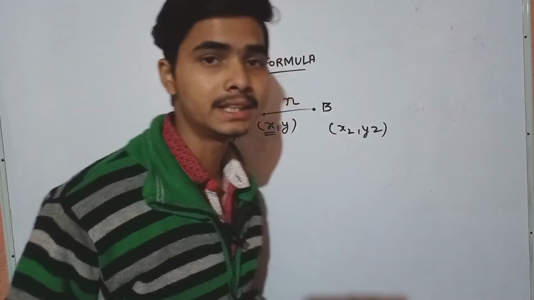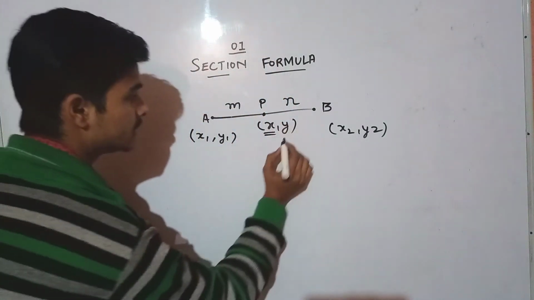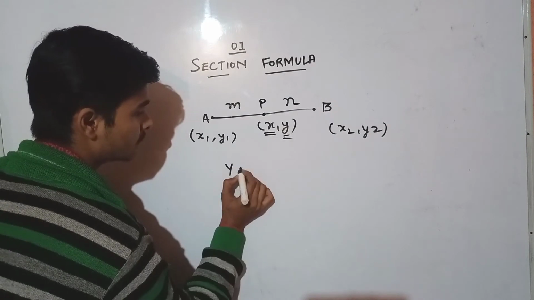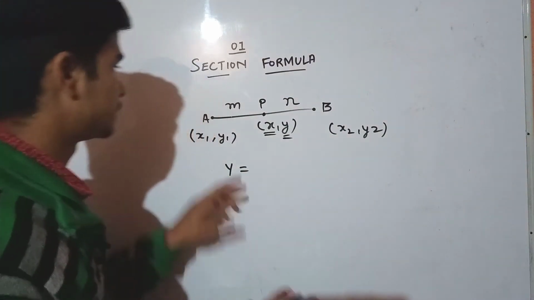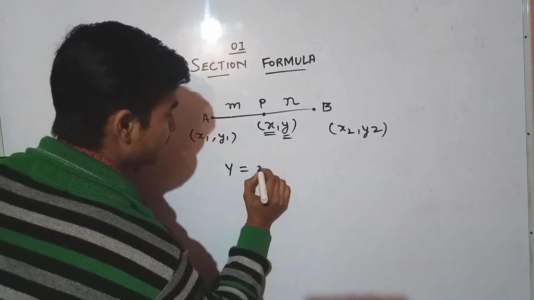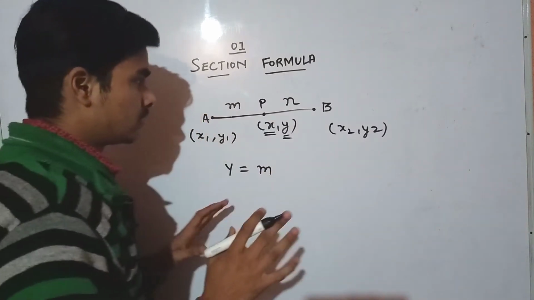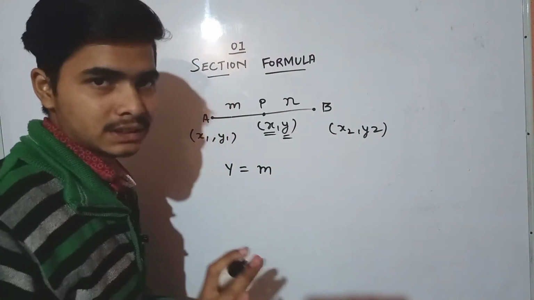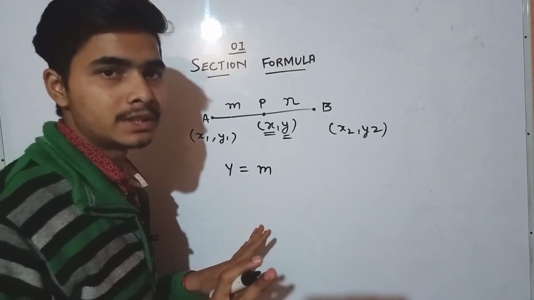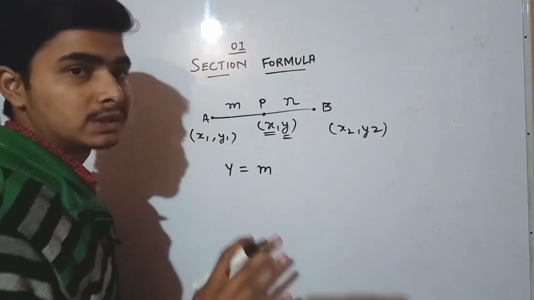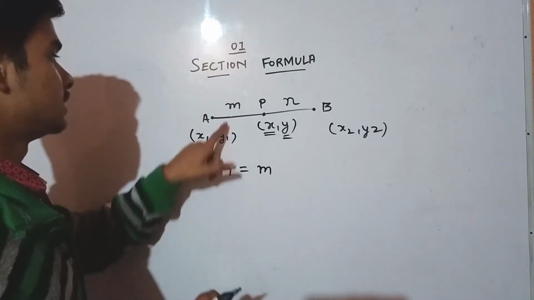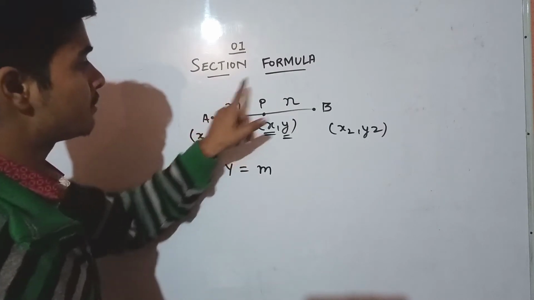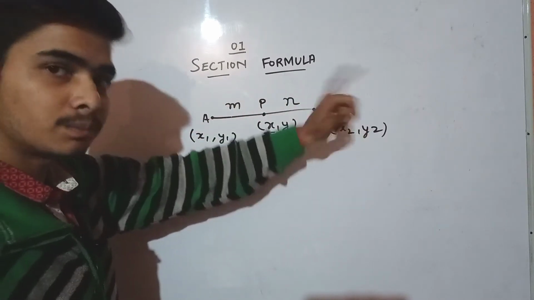Okay, and similarly to find this y coordinate, what we will do, the same process, take the m. Now we will not take any x coordinate, only y. We are going to target only y coordinates. So we took m and then we will multiply with y coordinate of point B.